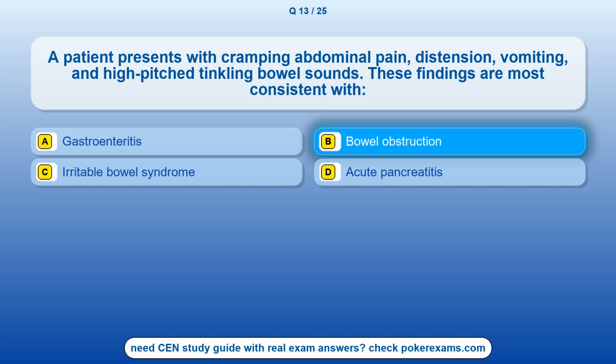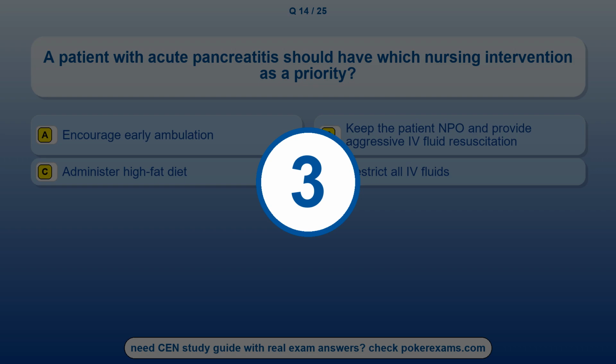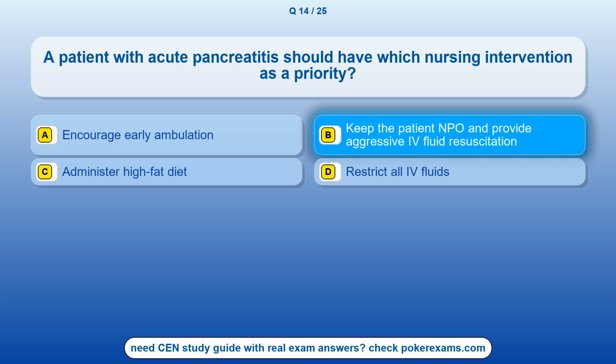Bowel obstruction. Question 14. A patient with acute pancreatitis should have which nursing intervention as a priority? Option A, encourage early ambulation. Option B, keep the patient NPO and provide aggressive fluid resuscitation. Option C, administer high-fat diet. Option D, restrict all fluids. The correct answer is option B. Keep the patient NPO and provide aggressive fluid resuscitation.